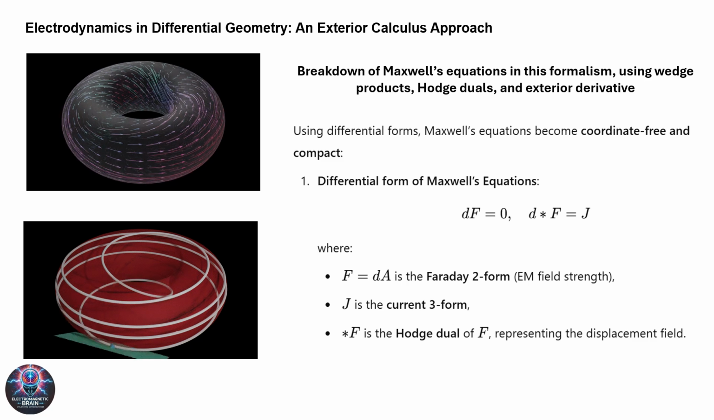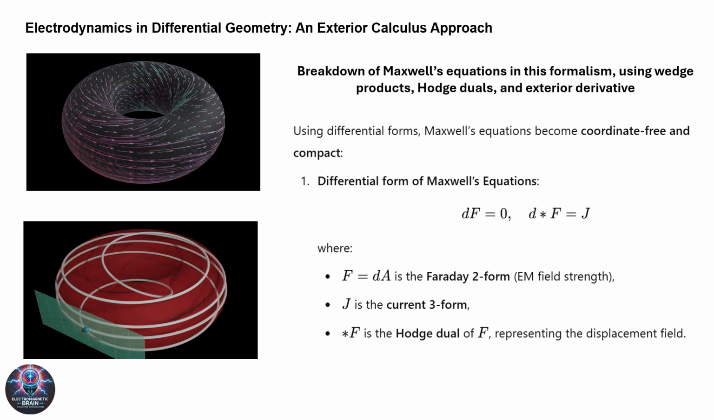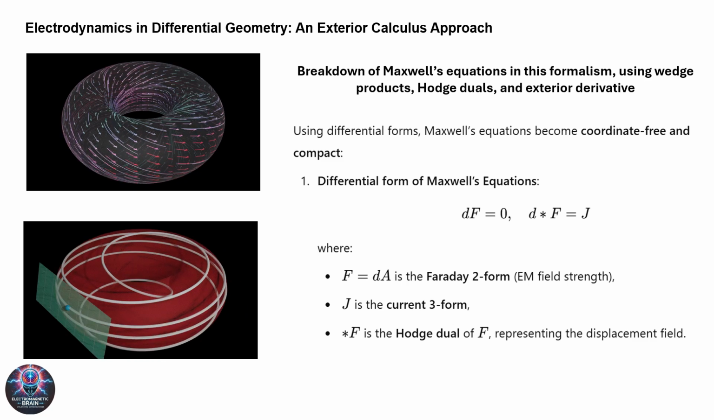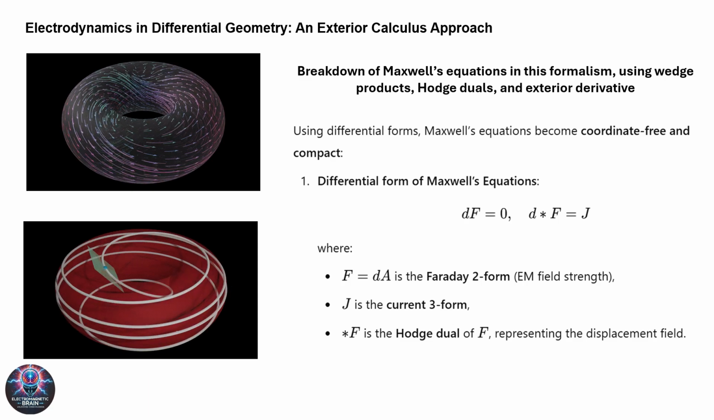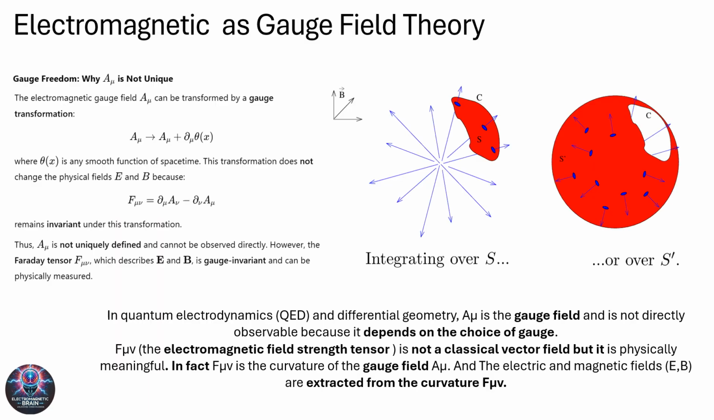This approach provides a more elegant and flexible representation of electromagnetism, enabling its integration with general relativity, quantum field theory, and topology. In this slide, we introduce the gauge theory perspective of electromagnetism, which plays a fundamental role in both classical field theory and quantum electrodynamics.